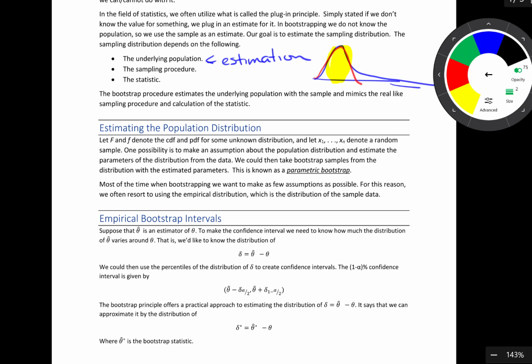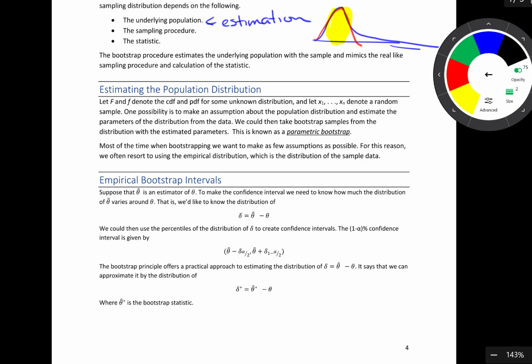All right. So let's talk a little bit more about estimating the population distribution. We're going to let capital F and little f denote the CDF and PDF for some unknown distribution. Here I'm going to assume they're continuous. And we're going to let X1 through Xn denote a random sample.